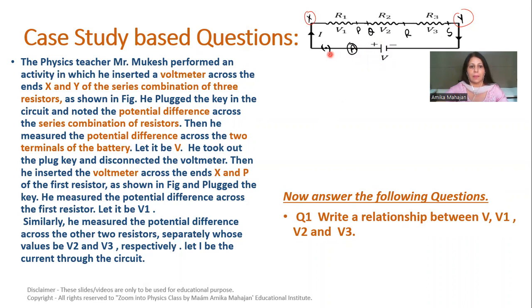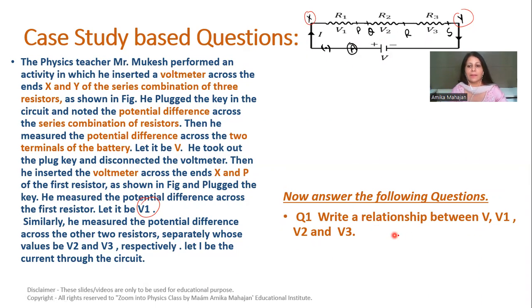He took out the plug key and disconnected voltmeter from this also and inserted a voltmeter between X and P to note down the voltage across R1. Let it be V1. Similarly, he measured the potential difference across other two resistors R2 and R3 separately, whose values be V2 and V3 respectively. Let I current pass through the circuit.